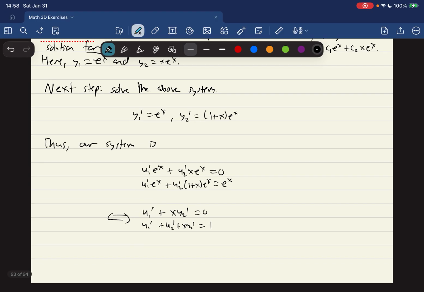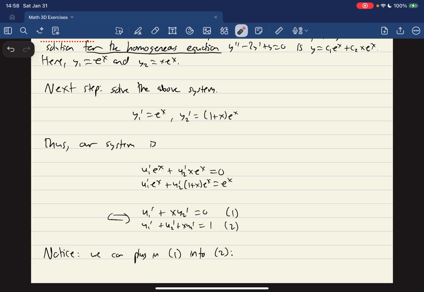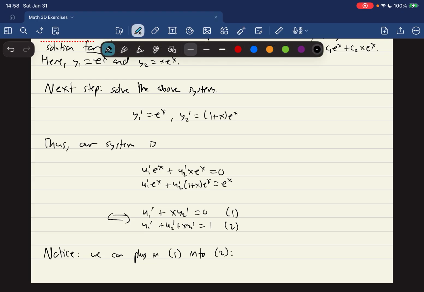And what we can notice is that we can plug in. I'm going to call these equation 1 and equation 2. We can plug equation 1 into equation 2 because here we have u1 prime plus x u2 prime, and down here we have u1 prime plus x u2 prime. After we do this, it just becomes u2 prime equals 1.